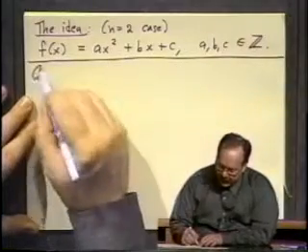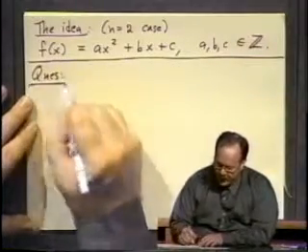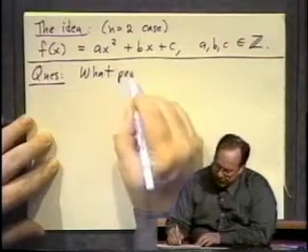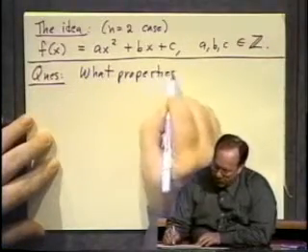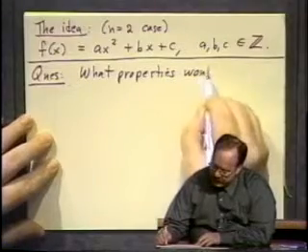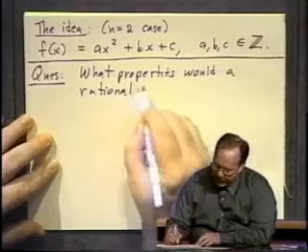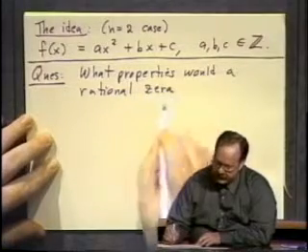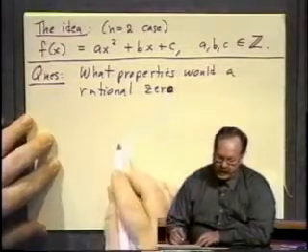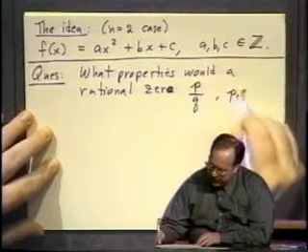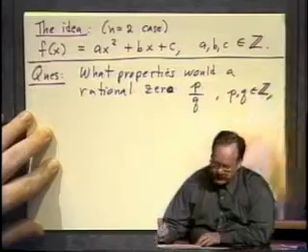Okay, so that's the situation we have. Now we ask the following question about rational zeros. What properties would a rational zero of our f of x here, say p over q, where p and q are out of the integers, have?